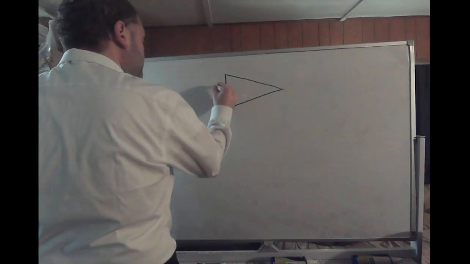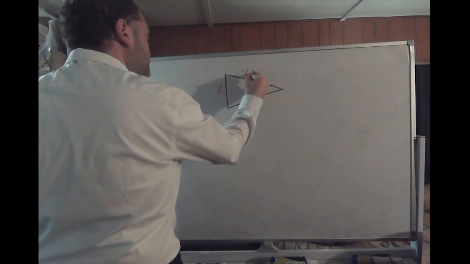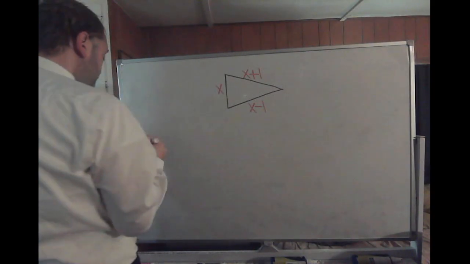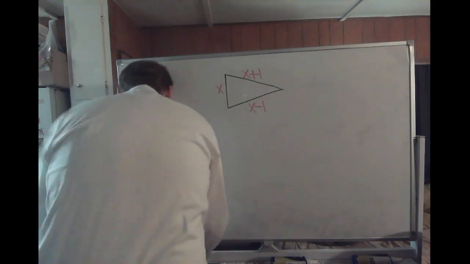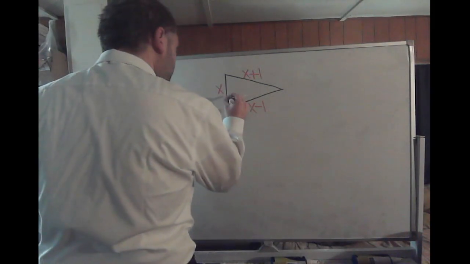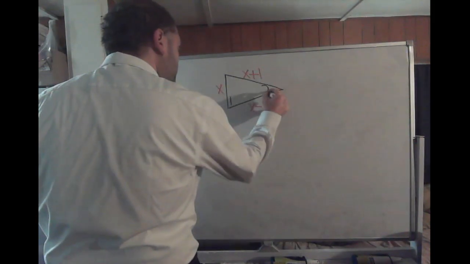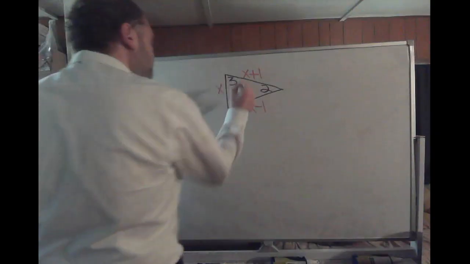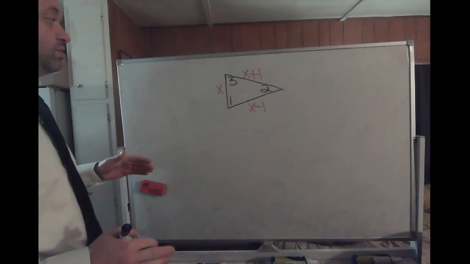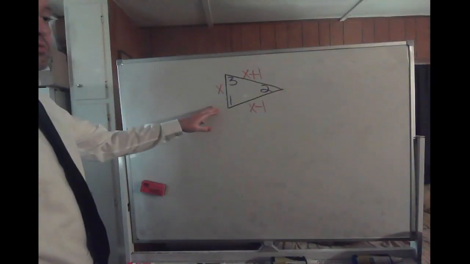Alright. We have x, x plus 1, x minus 1. So we actually have some variables in here. And then let's see what they number the angles. Here is 1, 2, and 3. So the goal is still to find the largest angle, although we have variables.